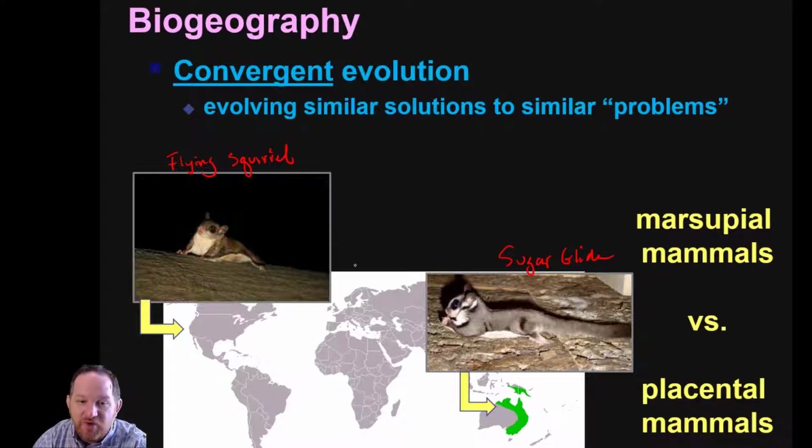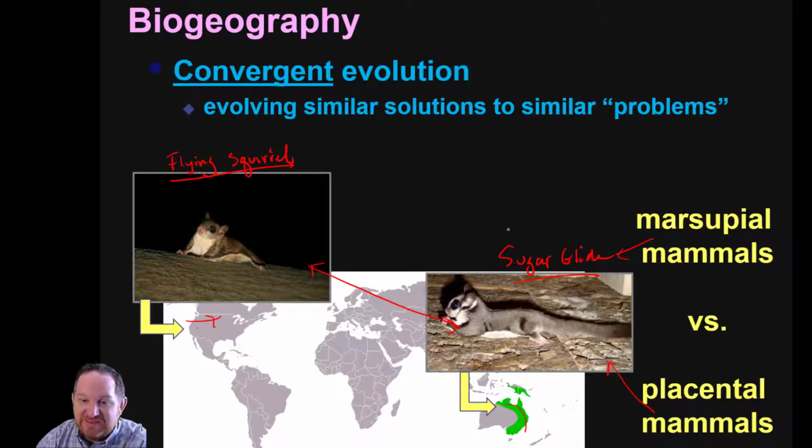Actually, they're not related at all. The flying squirrel, a squirrel that literally flies through the air, evolved up here in North America, up in this area here. The sugar glider is a marsupial, and it evolved down here in areas of Australia. So you look at these and you're like, surely these are definitely related. But when we look at the DNA, we find they're not related at all.